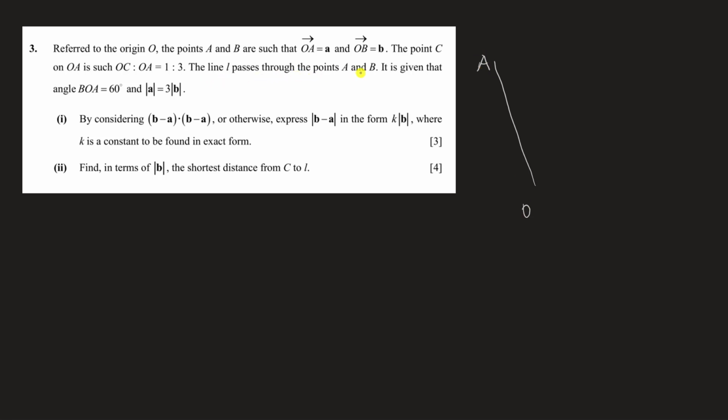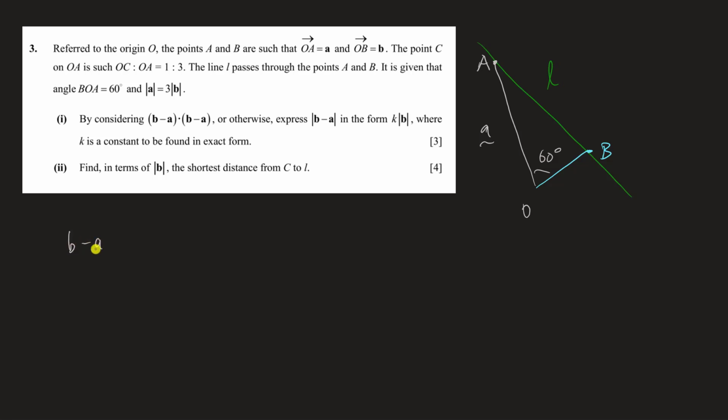line passes through AB. It is given that angle BOA is 60, modulus A is 3 modulus B. This means that the length of A is 3 times the length of B and it forms 60 degrees. So sort of like this. This is point B. This is point A, and this is 60 degrees. You have a line passing through AB. So this is L. By considering B minus A dot B minus A, express modulus of B minus A in the form of K modulus B.